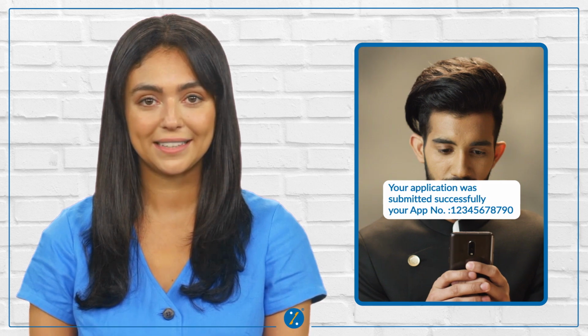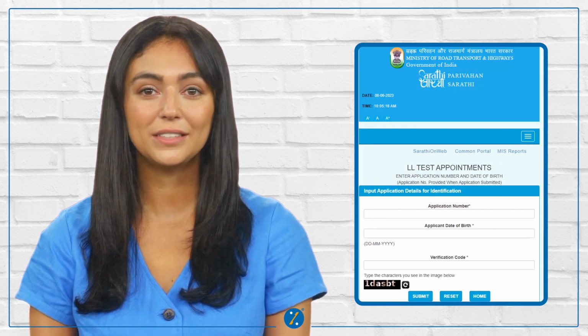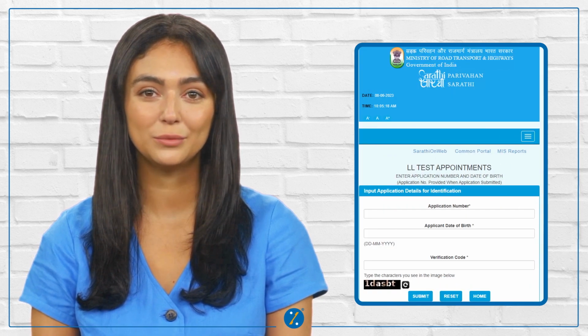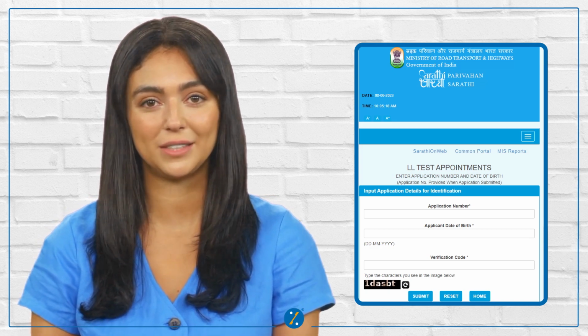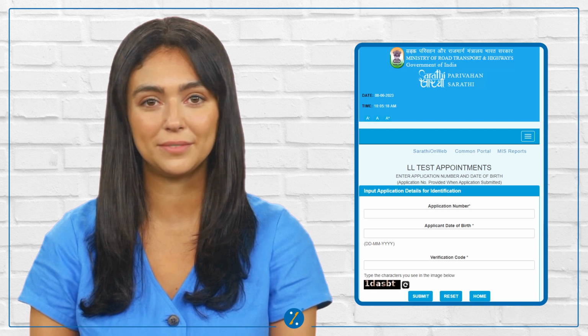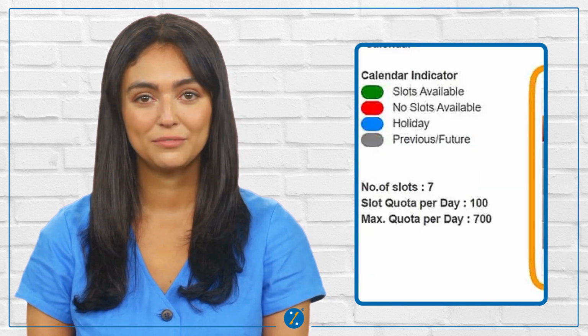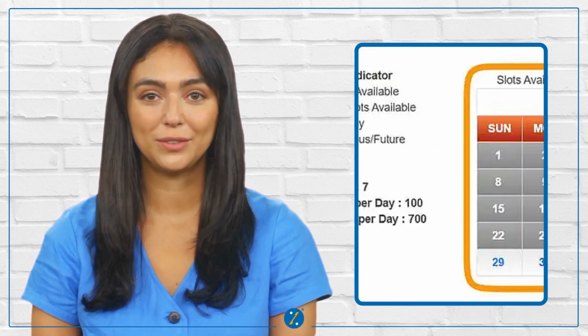Step 3. After submission, you'll receive an SMS that will keep you informed about the progress of your driver's license application. Step 4. To schedule your learner's permit test, select appointment for LL test from the online transaction with Sarathi section. Step 5. Choose a convenient date and time for your learner's permit test using the appointment for LL test option.